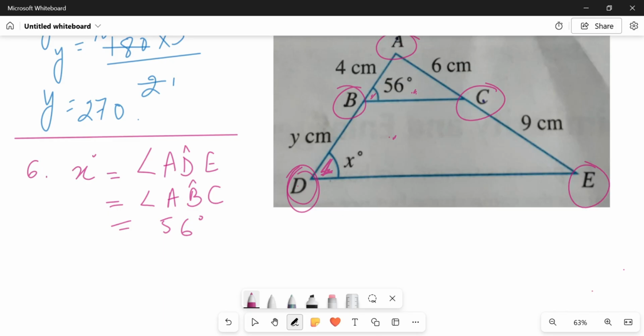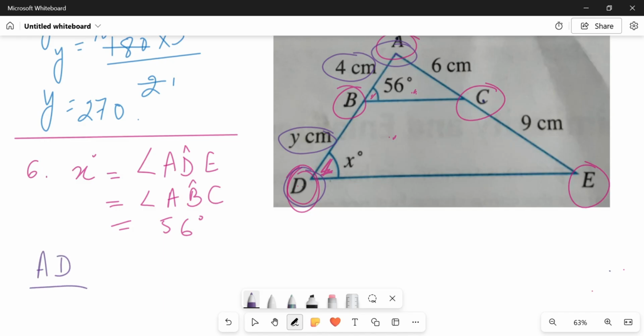Y centimeter. Let me take another color. This Y centimeter that you need to find out, from B to D, right? Since triangle ABC is similar to triangle ADE, all the corresponding sides are in equal ratio. So AD, where is AD? See, this one is AD. Why am I taking AD? Because AD is from vertex A till D, and this whole line is divided into two parts. Which two parts? The first one is 4 and the second one is y. So we will take AD.